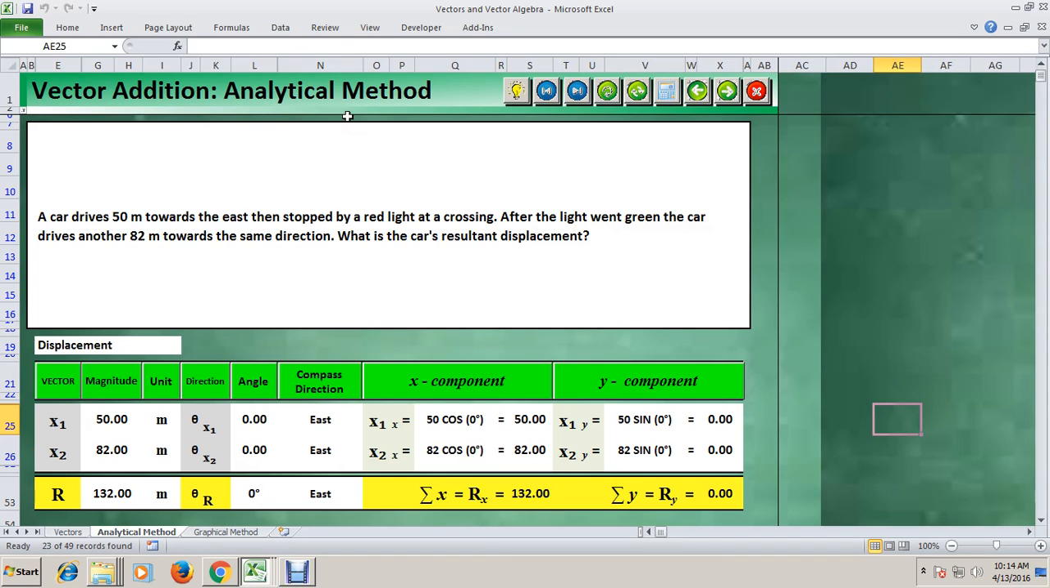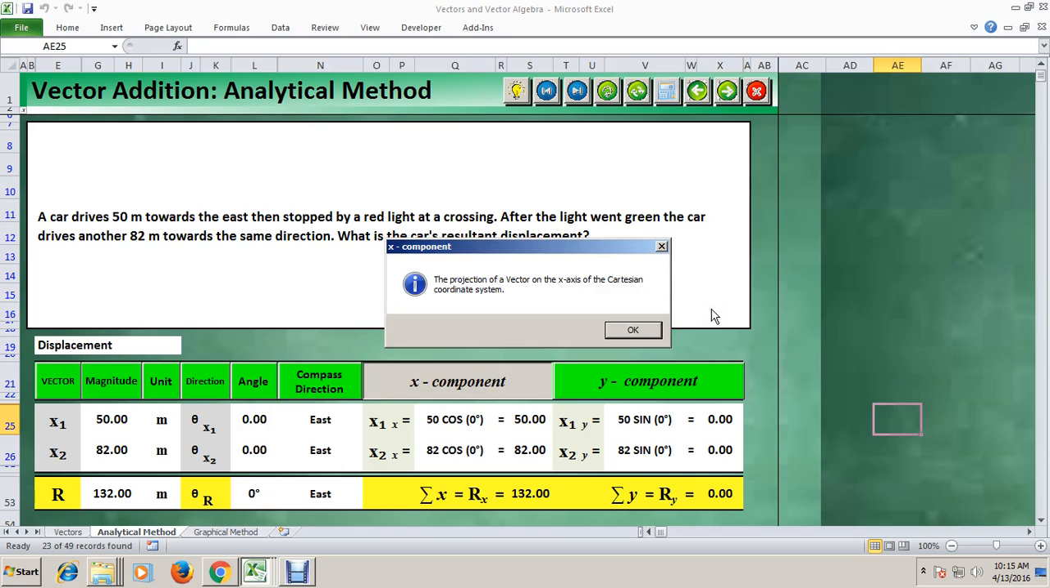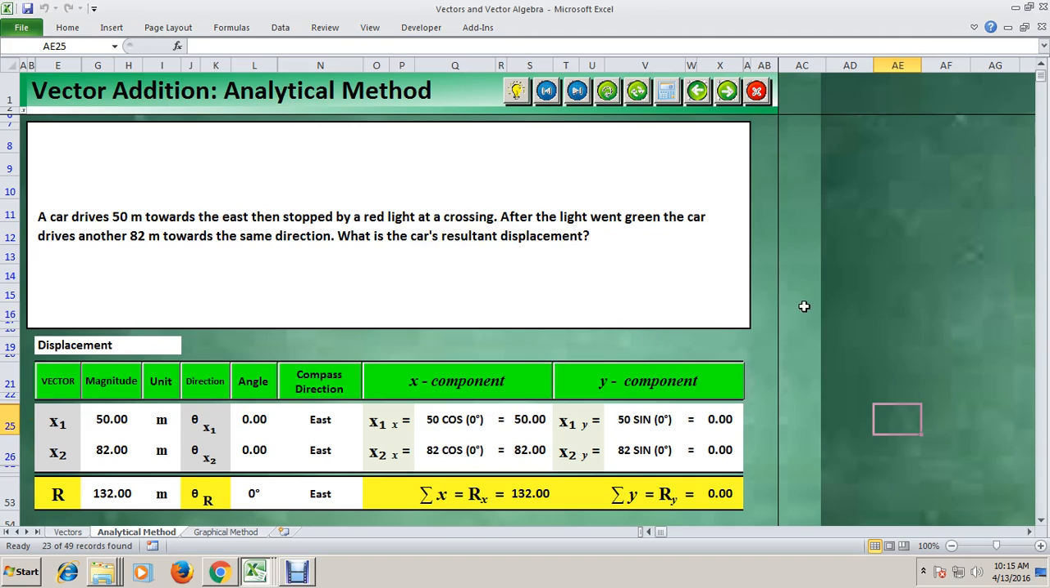Now, as presented in the discussion previously, the first step in doing vector addition is that you need to resolve the given vectors into components. So you have the components here, the x and y components. Now let us first define the x component. The x component, as you can see here, is the projection of a given vector on the x-axis of the Cartesian coordinate system, while the y component is the projection of the vector on the y-axis of the Cartesian coordinate system.